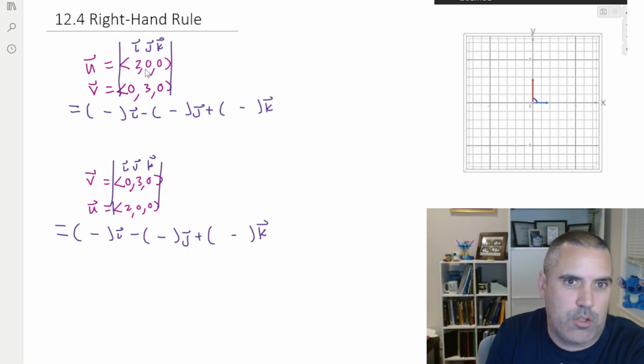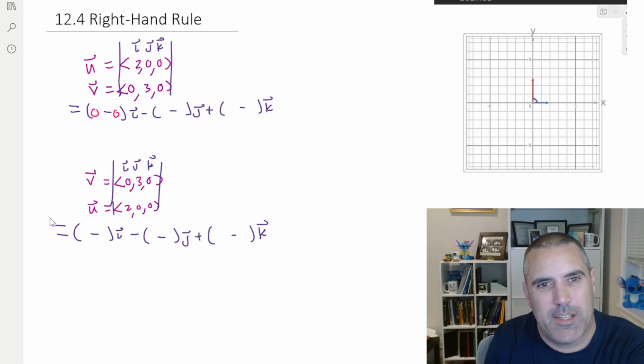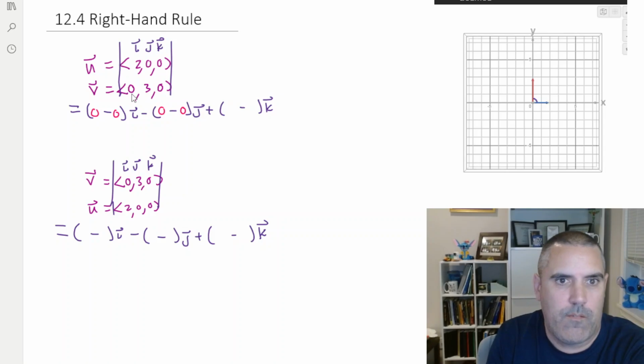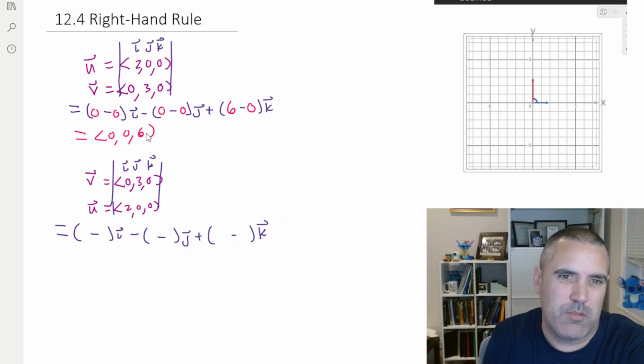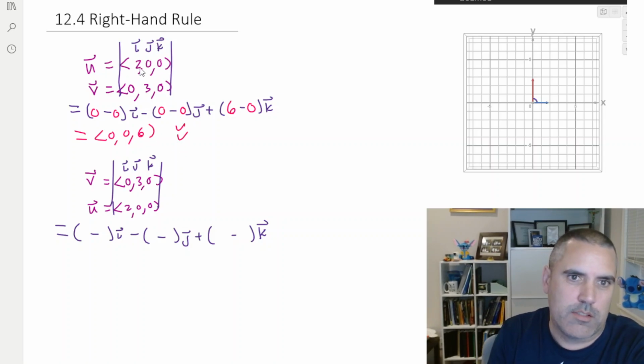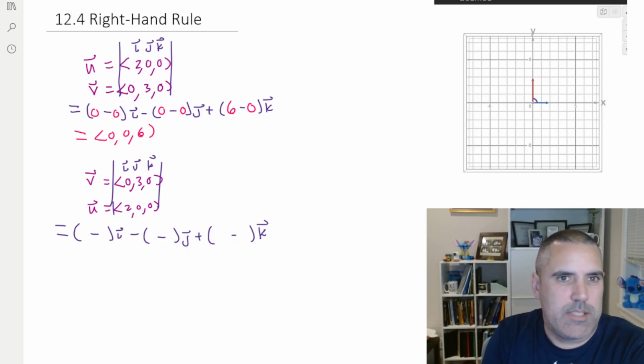So we cover up the first column, main diagonal, 0 times 0, off diagonal, 3 times 0. So this is 0, 0. It's that nice. Cover up the second column, main diagonal is 0, off diagonal is 0. Cover up the third column, main diagonal is 6, off diagonal is 0, and then I summarize 0, 0, 6. I check that that's perpendicular to the previous two vectors. Check, check. That's so quick. 0 plus 0 plus 0. Done. We would say that that vector points upward.